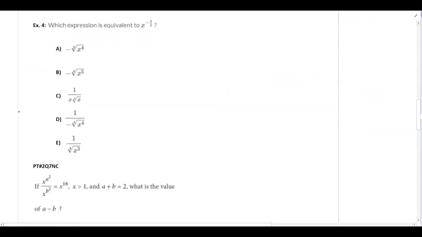The next one, x to the negative 4/3. Right away, I see that negative exponent, and I want to get rid of it. And I'm going to rewrite that as 1 over x to the positive 4/3. Now, if I rewrite that using radicals, that's 1 over, remember, it's the cube root, because my index is 3, of x to the 4th.